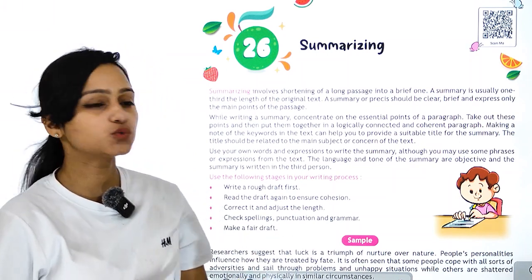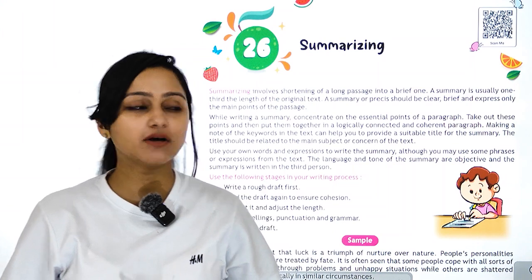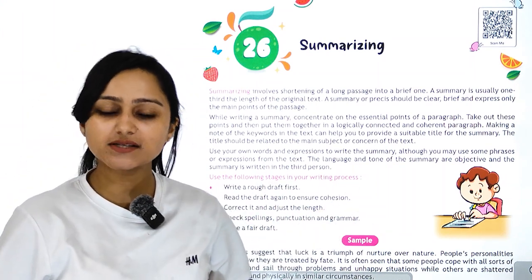Today we are going to begin with lesson number 26 of your class 7 English grammar, that is summarizing. So let's begin with this lesson.